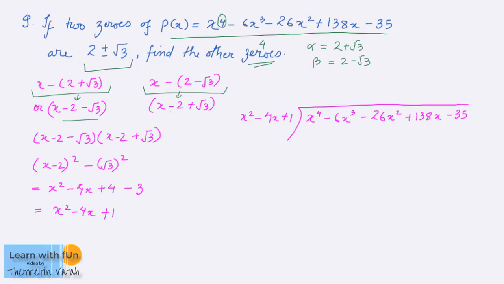a minus b times a plus b, we know the form. When we multiply the factors, we get a square minus b square. So x minus 2 whole square minus root 3 square. The x minus 2 whole square, if we expand, is x square minus 4x plus 4, and root 3 square is 3, so we get x square minus 4x plus 4 minus 3.